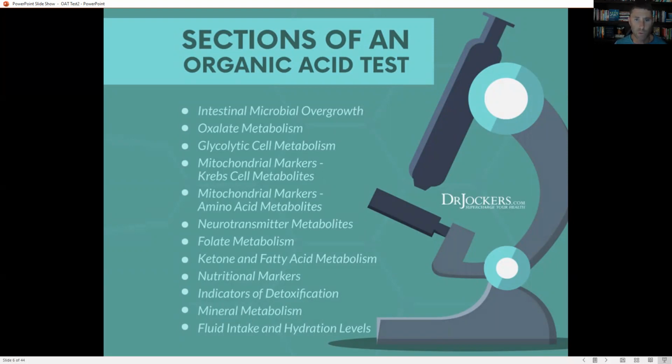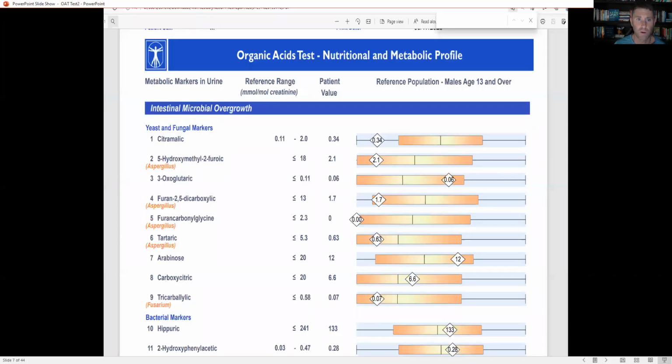Mitochondrial markers, your mitochondria produce all the energy in your body. And so there's Krebs cell metabolites, and there's amino acid metabolites there. There's neurotransmitter metabolites, which are things like serotonin, dopamine, epinephrine, which really help to control your mood and your goal setting, your ability to stay focused. We're going to look at folate metabolism. We're going to look at ketone and fatty acid metabolism, nutritional markers, indicators of detoxification, minerals, fluid intake, and hydration levels here.